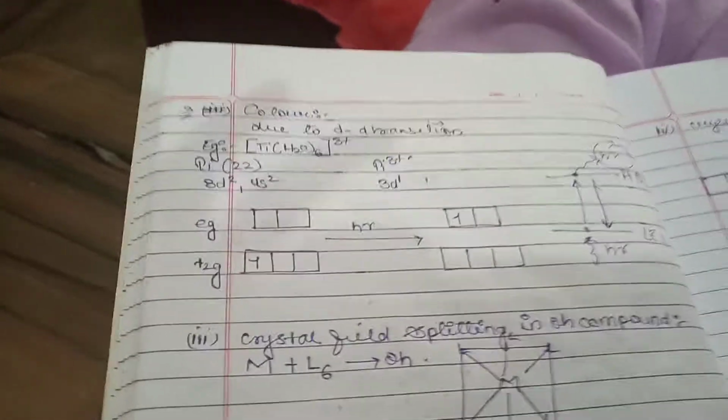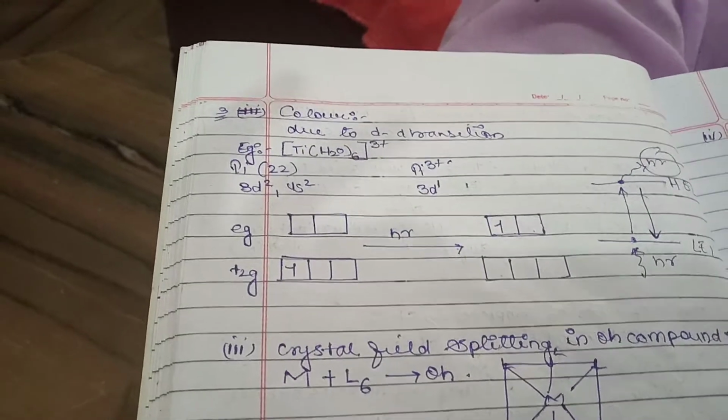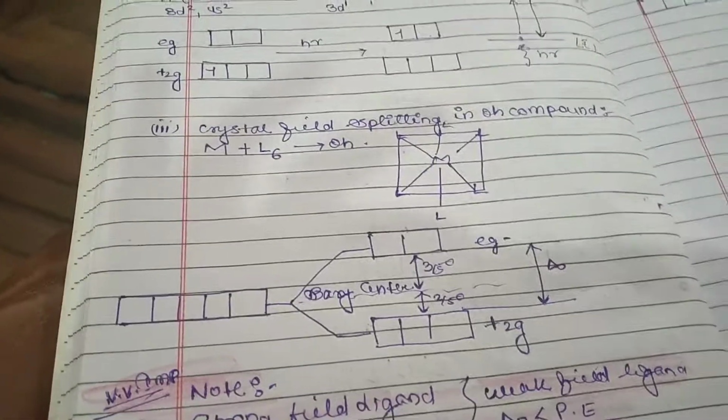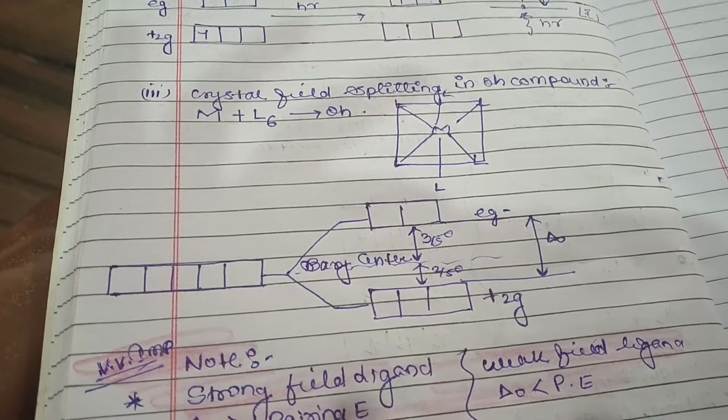Okay, guys, with this, we have wound up the three main properties of the d block of the coordination compound. Now we are moving further to see the crystal field splitting in octahedral and tetrahedral complexes.